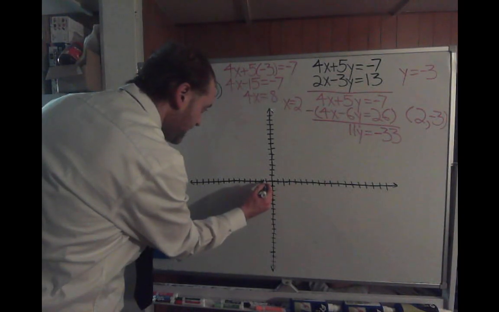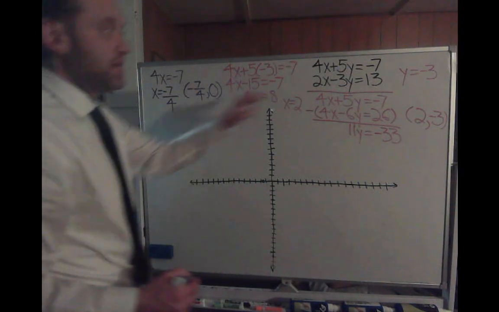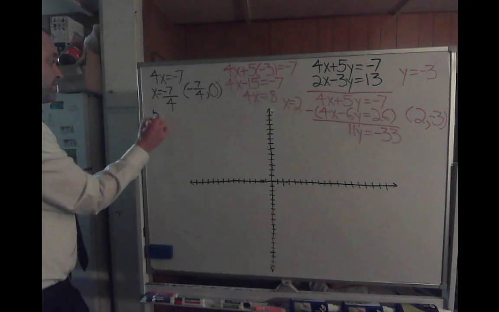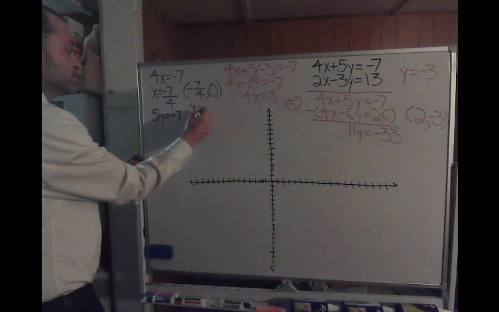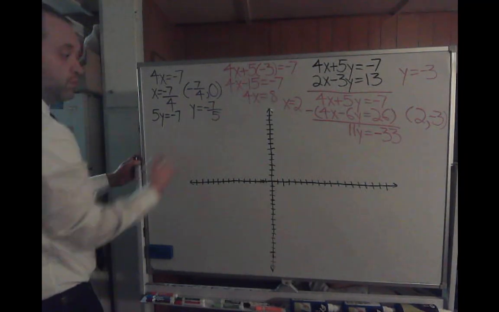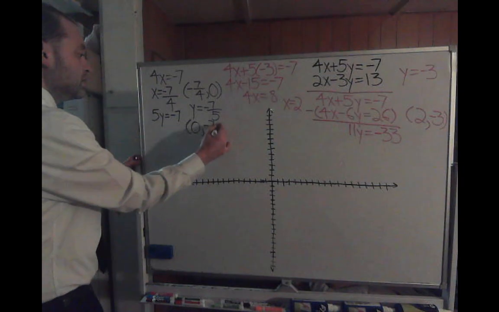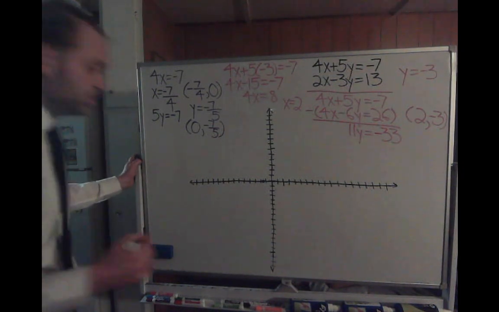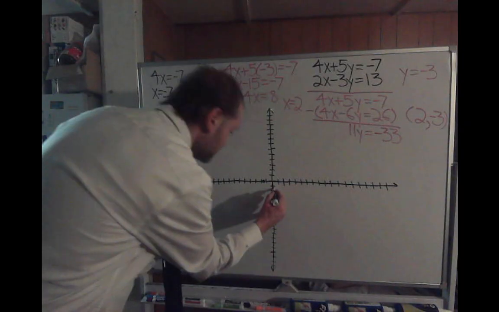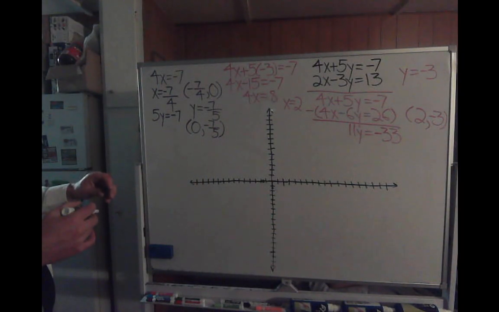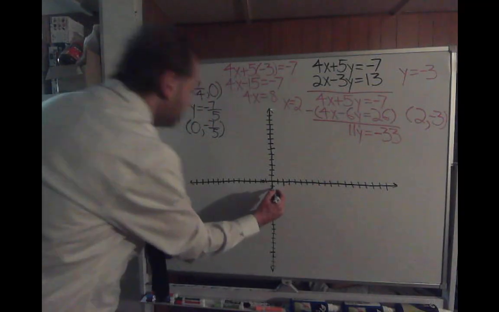Not a big fan of these fraction ones, as you can tell. And then you have to solve for the y-intercept, so set x equal to 0, and you get 5y equals -7, which gives y equals -7/5 for your y-intercept at 0, -7/5, which is -1 2/5, right about here. Yeah, I know it looks small to start with, but trust me, it's all going to come together. So I've plotted those two points.